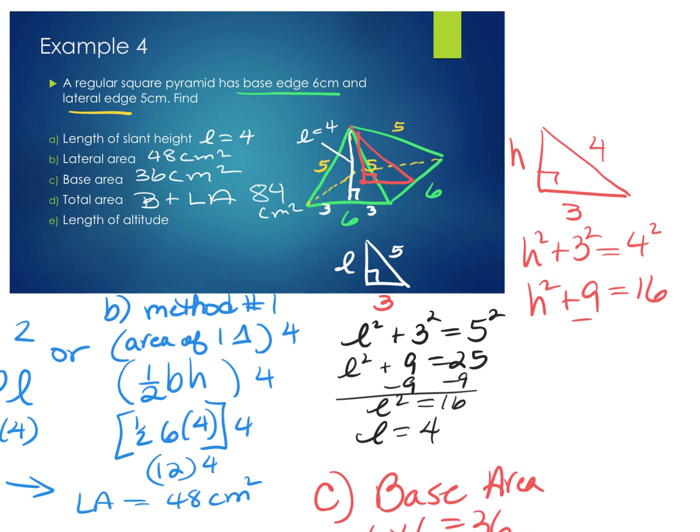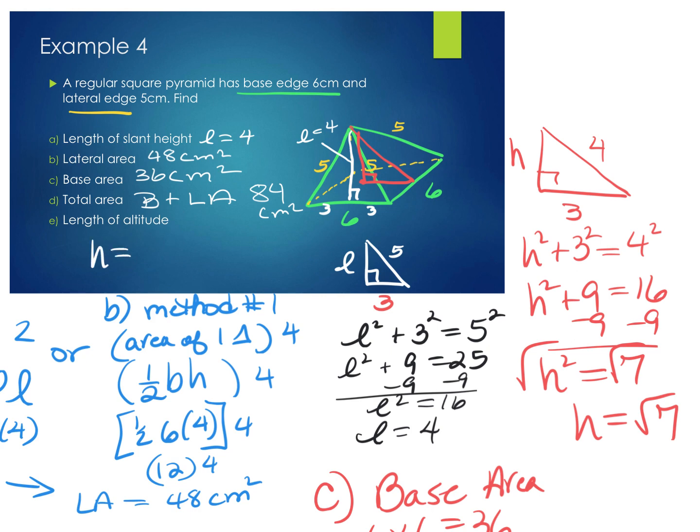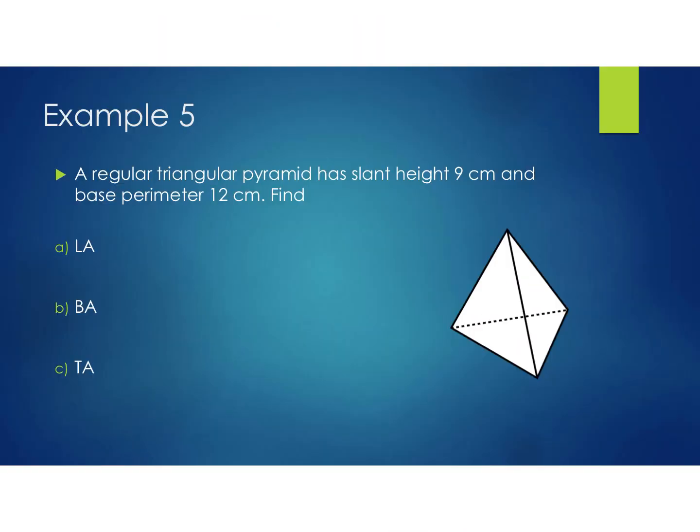Subtract the 9 from both sides. My h squared equals 7. I don't want h squared, I want h. So square root it. So the height of this pyramid, or the altitude, is the square root of 7. And the only reason why you would have to go back and calculate the height is if it asks you to find the volume. Example 5, regular triangular pyramid.